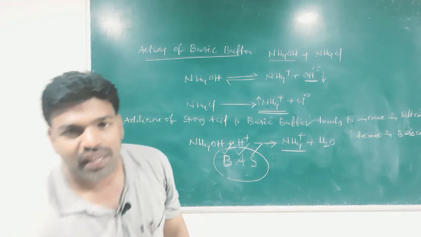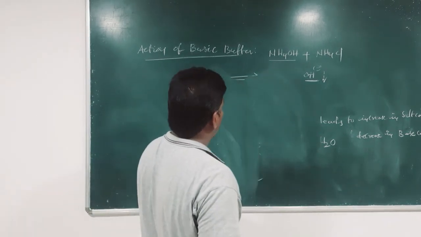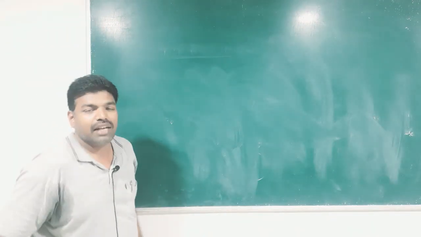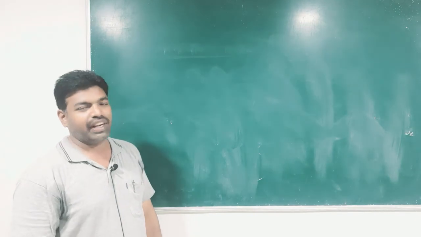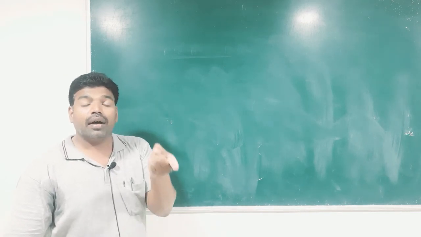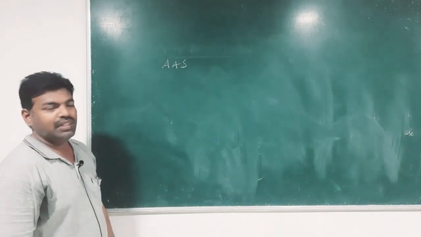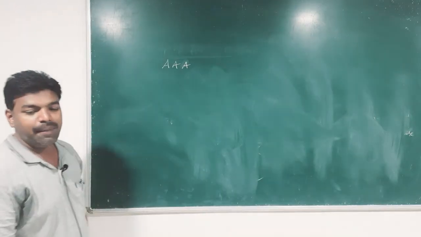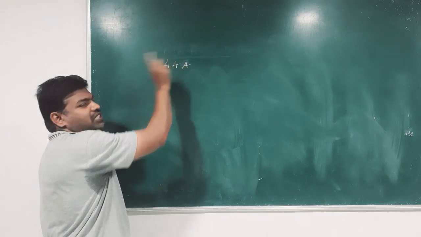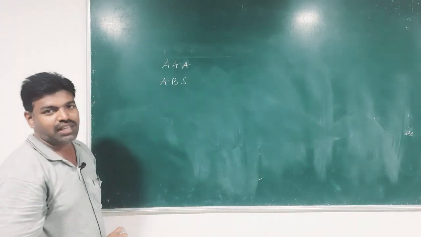Let me sum up this lecture with mnemonics. At first we saw the buffer action of acidic buffer. There are two mnemonics. AAA: for acidic buffer, addition of acid increases the acid concentration. Next, addition of base to acidic buffer increases the salt concentration.